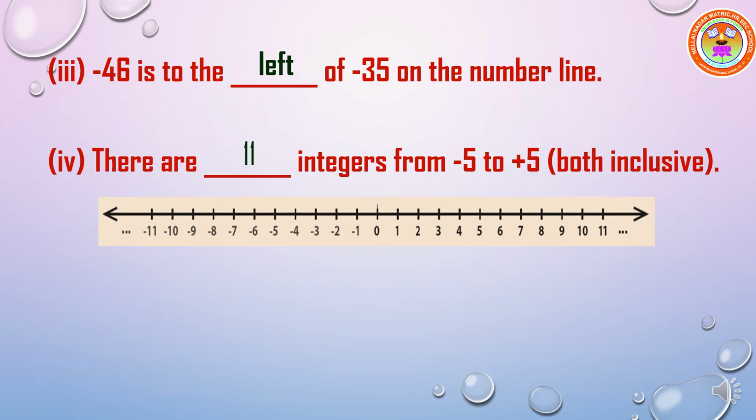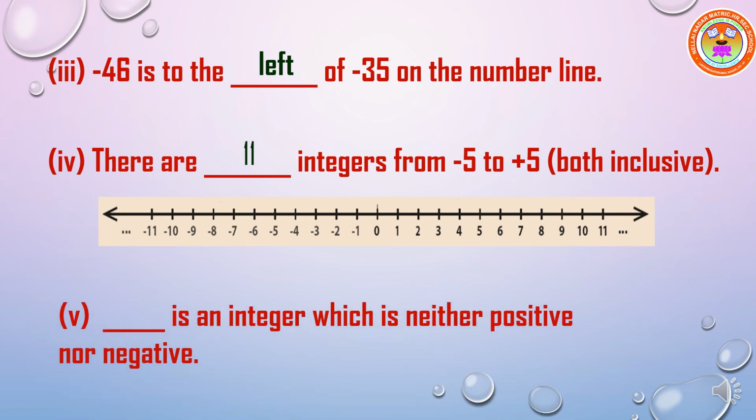Okay? Next, subdivision 5. Dash is an integer which is neither positive nor negative. So which is an integer that is neither positive nor negative? Answer is 0. Yes, children?